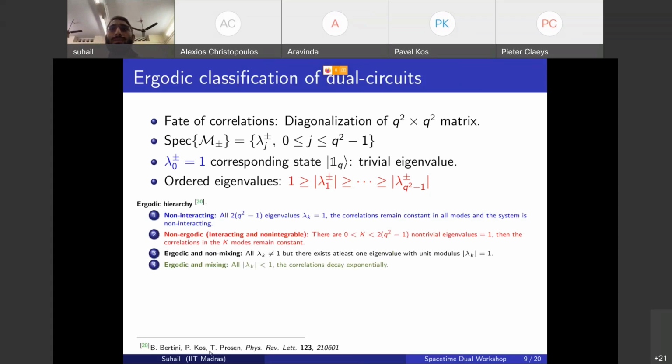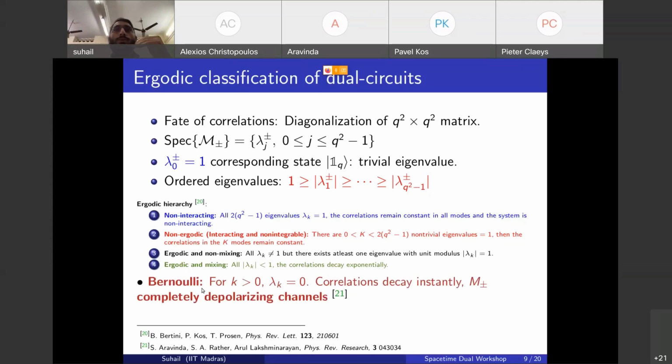This is the first paper which actually found these non-vanishing correlations on the light cone, and based on the eigenvalues of these channels, an ergodic hierarchy was proposed: for example, non-interacting, non-ergodic, ergodic and non-mixing, and ergodic and mixing, depending on the eigenvalues of these channels. And we added in our recent work the Bernoulli circuits, for which all the non-trivial eigenvalues vanish. So the corresponding M plus minus channels are actually completely erasure or depolarizing channels, as we will say. So these will be at the apex of this ergodic hierarchy.